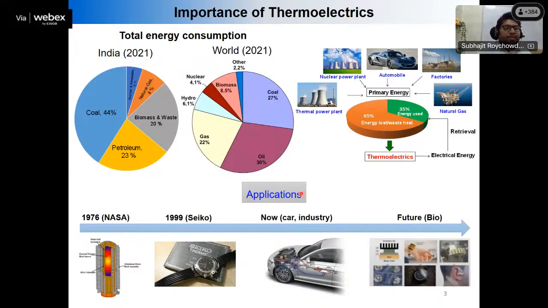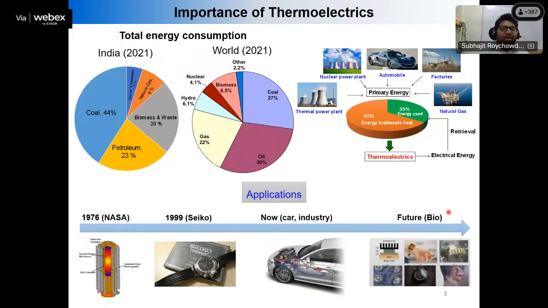And people have been using thermoelectrics for a long time; in 1976 NASA used that. After that, people started using it for watches, and the car company BMW also uses it. So what the car or bike companies do is, you have an exhaust and that temperature is high. So now if you put the thermoelectric device on it, one side is hot and the other side is your environment temperature. So you basically get a temperature gradient and you can get electricity out of it. And BMW is using this concept to run the AC or to get a seat warmer.